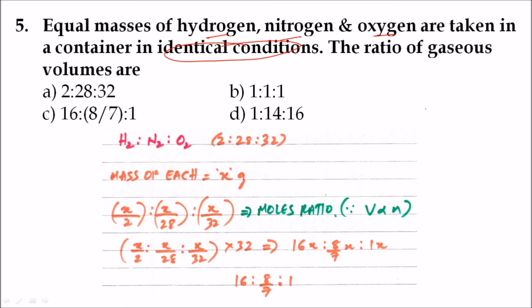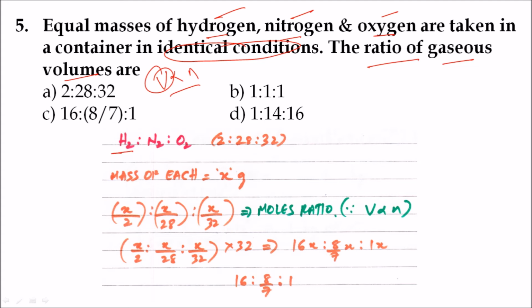So we can again take, right, equal volumes of the gases contain equal number of molecules. So what is given here, they're asking what, the ratio of gaseous volumes, right? And we already know V is proportional to number of moles. So if we get the ratio of number of moles, it's nothing but the ratio of gaseous volumes, right? So here we need to find the ratio of number of moles of the three gases, right? Hydrogen, nitrogen and oxygen.